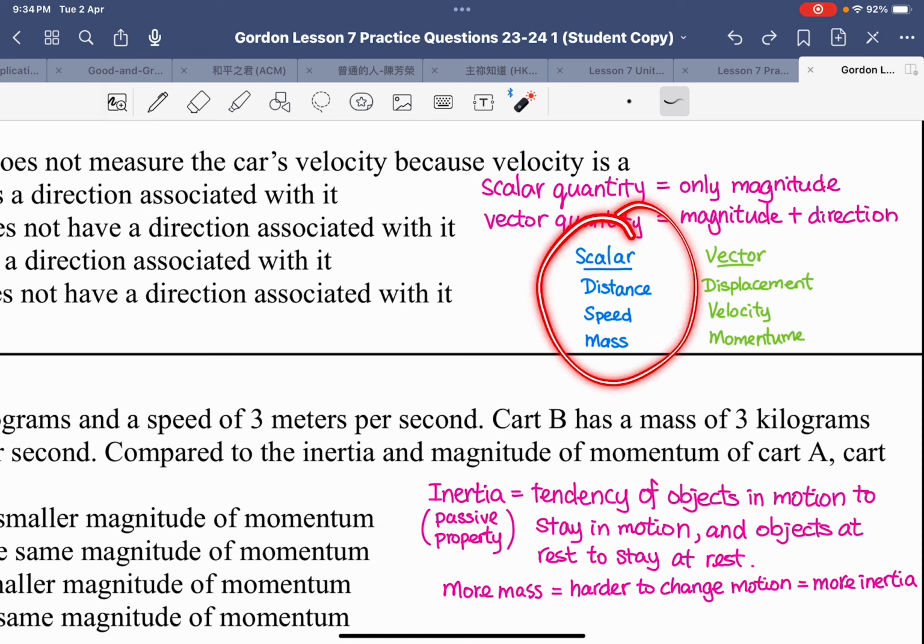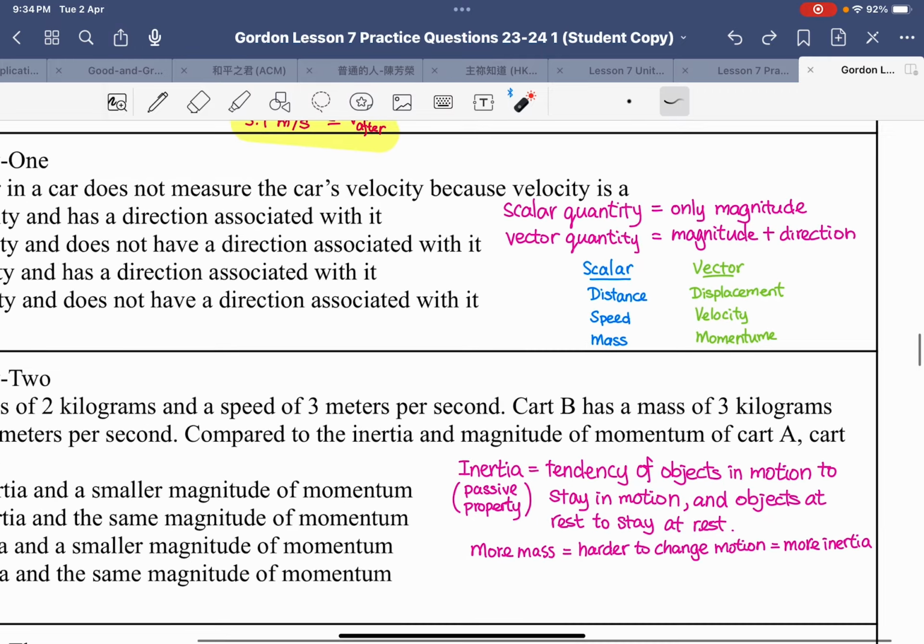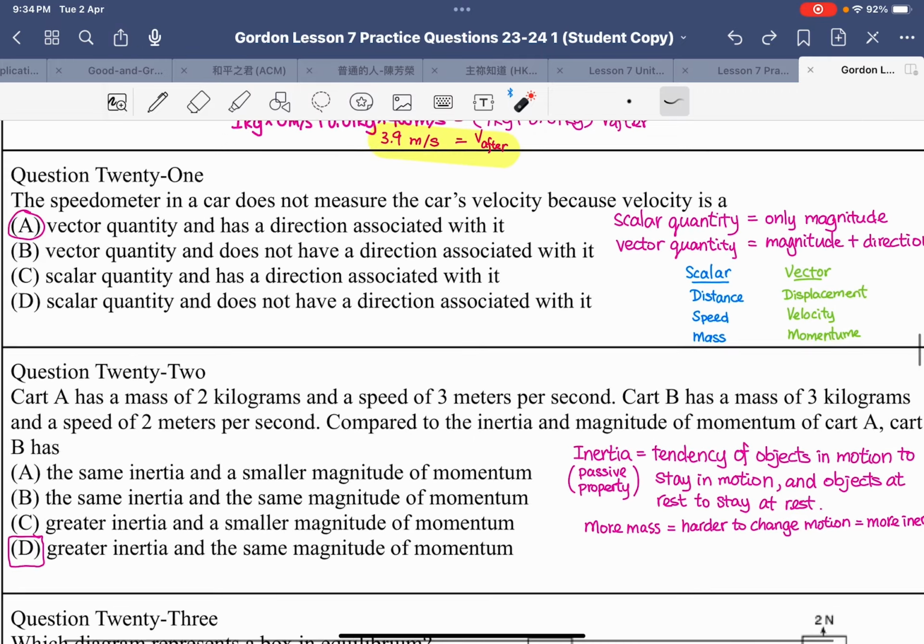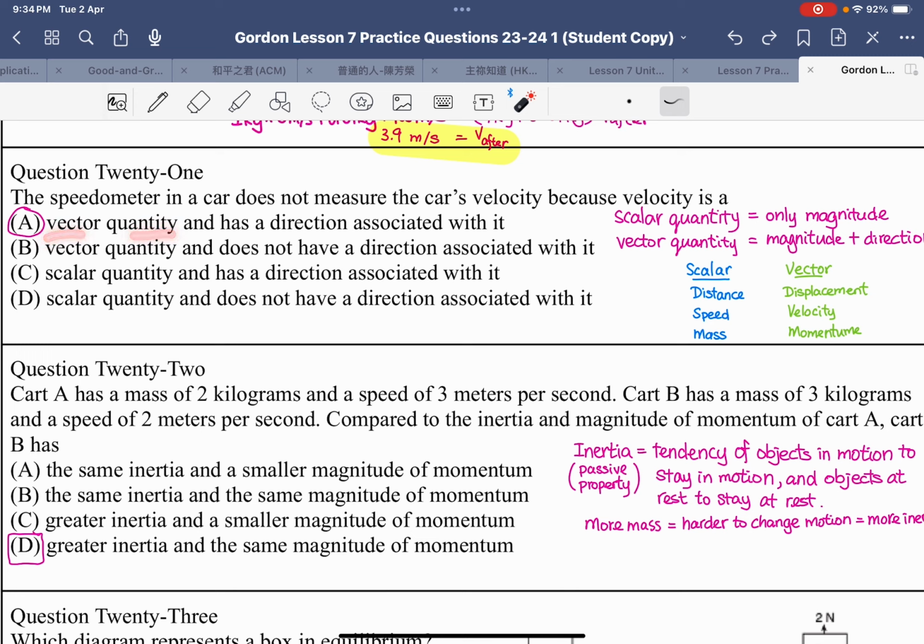So I've shown you a few examples right here, and I've color-coded them. Hopefully you can see them unless you're colorblind. So therefore this is the answer. A vector quantity has a direction associated with it. It is a vector quantity.